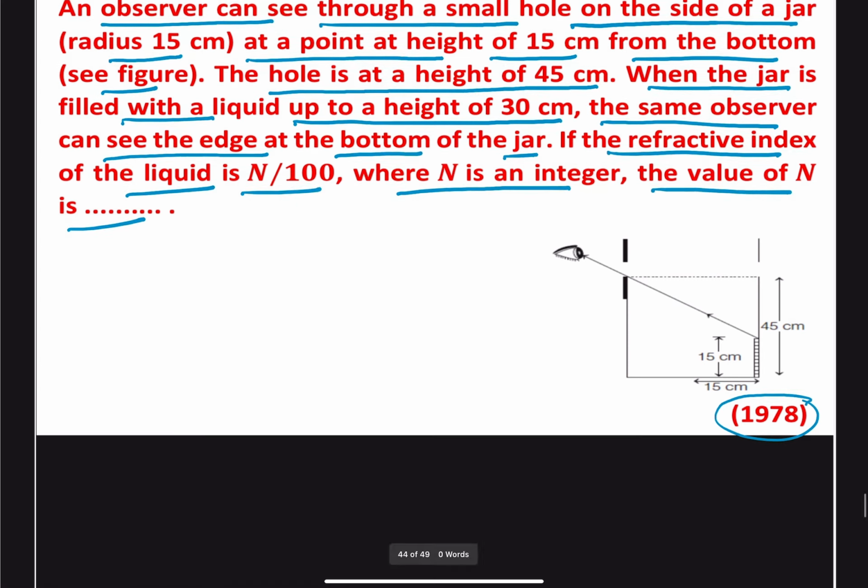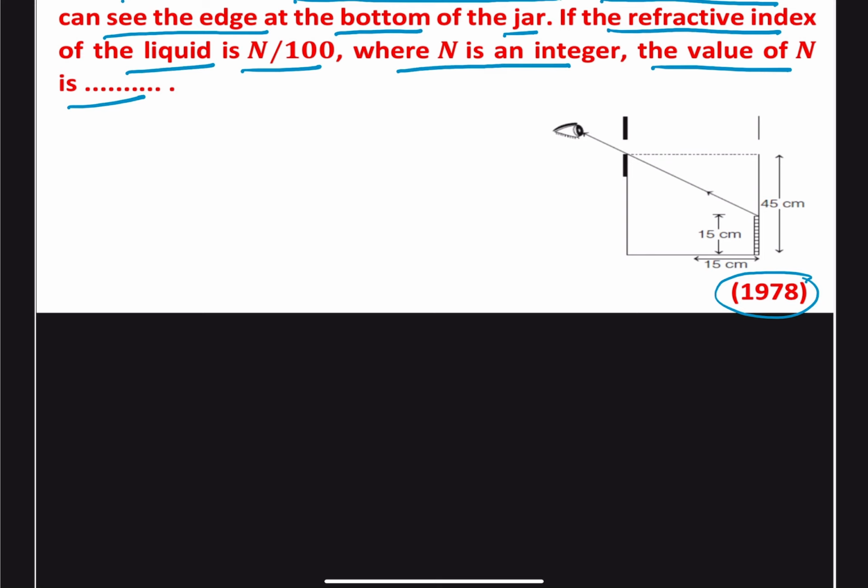In this case, this is a basic figure given to us. You can clearly see that when there is no water, the person can see at a height of 15 centimeter. And when we add water to it, the person can see the bottom of this tank.